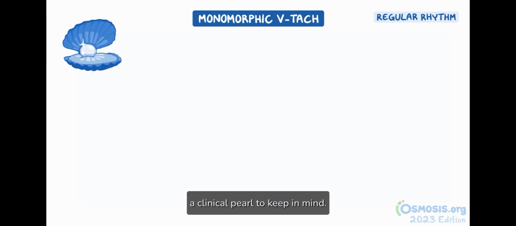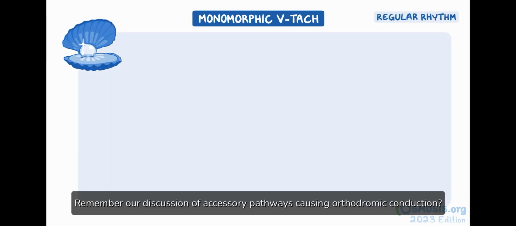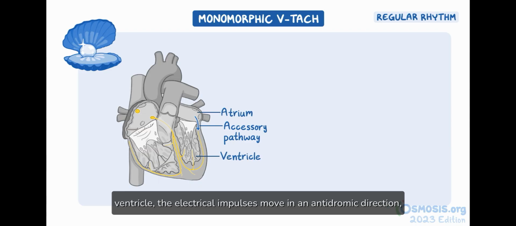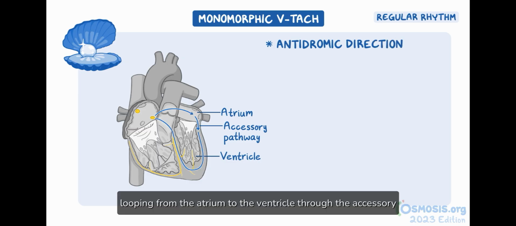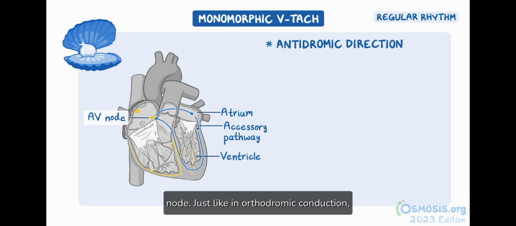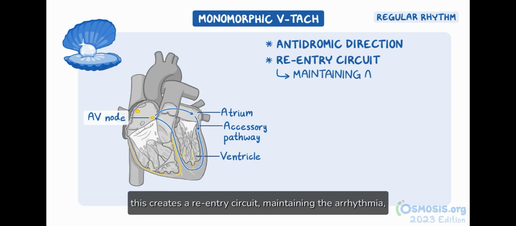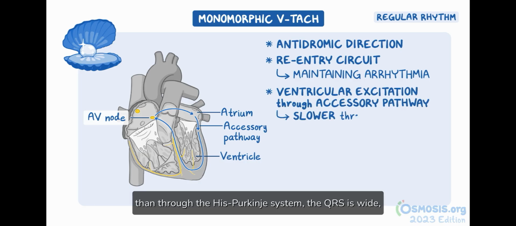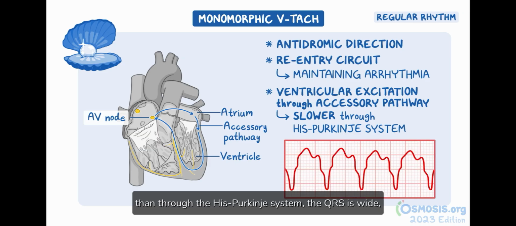Here's a clinical pearl to keep in mind. Remember our discussion of accessory pathways causing orthodromic conduction? Sometimes, when there's an accessory pathway between the atrium and ventricle, the electrical impulses move in an antidromic direction, looping from the atrium to the ventricle through the accessory pathway and back up to the atrium through the AV node. Just like in orthodromic conduction, this creates a re-entry circuit, maintaining the arrhythmia, but since ventricular excitation through the accessory pathway is slower than through the His-Purkinje system, the QRS is wide, and the tracing looks similar to monomorphic VTAC.